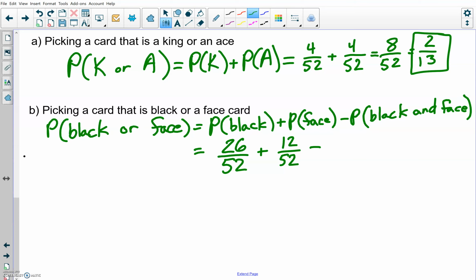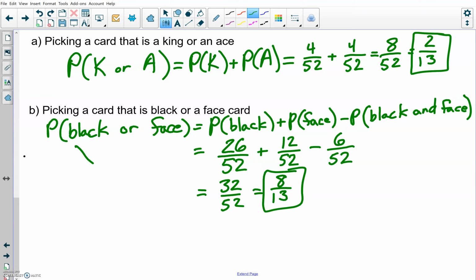half of the face cards are red, half of them are black. So 6 of them are red, 6 are black, and those 6 black cards that are face cards fit into that probability of black and face at the same time. So we would subtract away 6 out of 52 to undo the double counting that happened when we put together the black cards and the face cards in the first 2 probabilities. So what you get here is 32 out of 52, and then you reduce this down to 8 over 13.